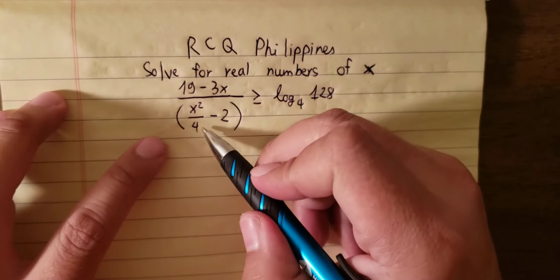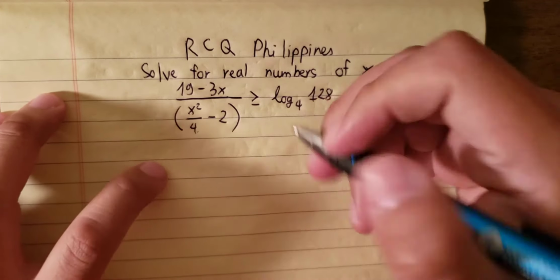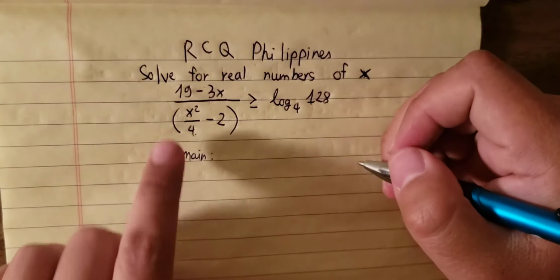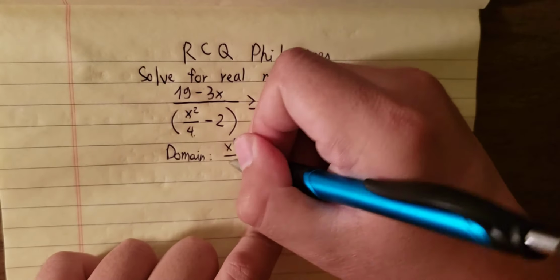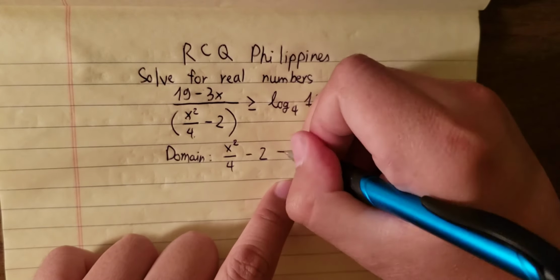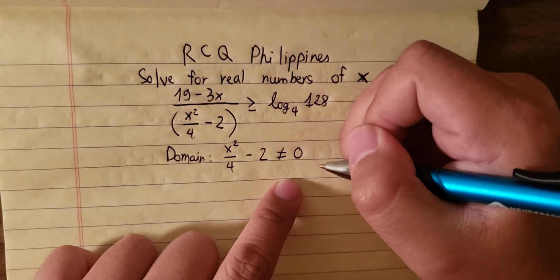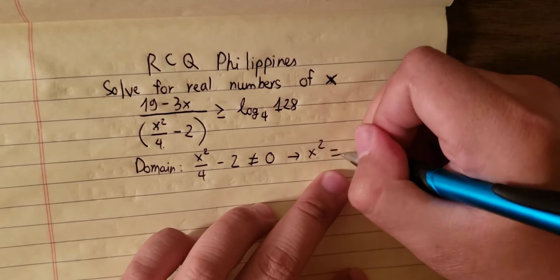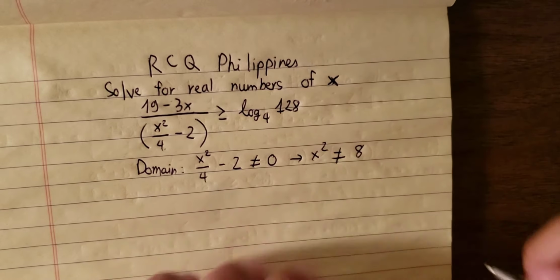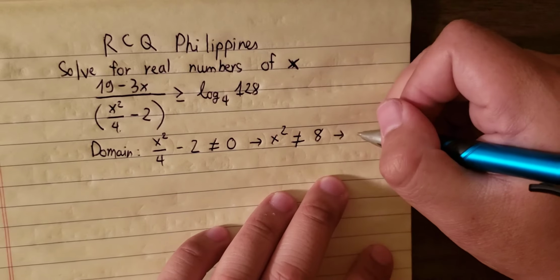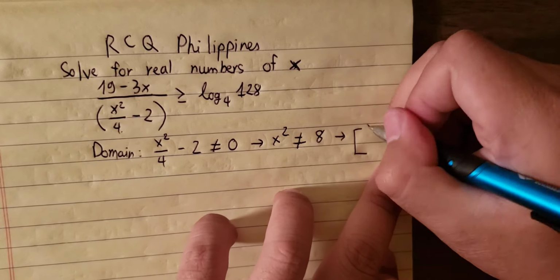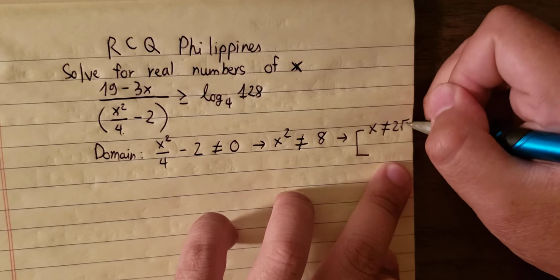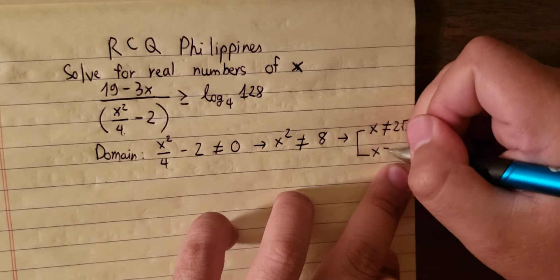First, we know that we need to find the domain of this one. So x squared over 4 minus 2 cannot equal number 0 in here. So that means x squared cannot equal number 8. So we have two solutions. The first one is x cannot equal 2 multiplied with the square root of number 2. And the second one is negative.